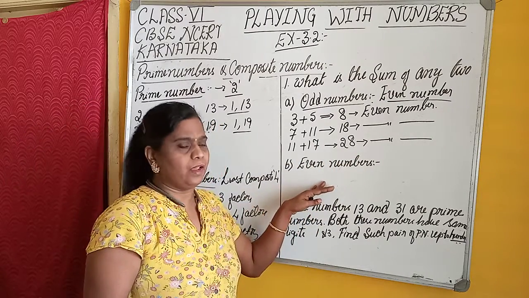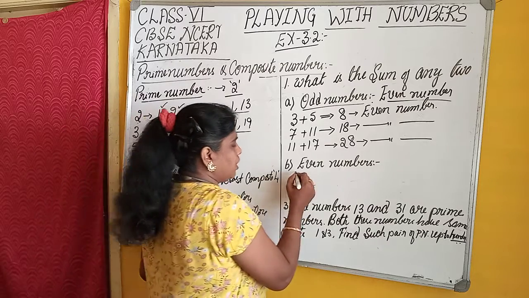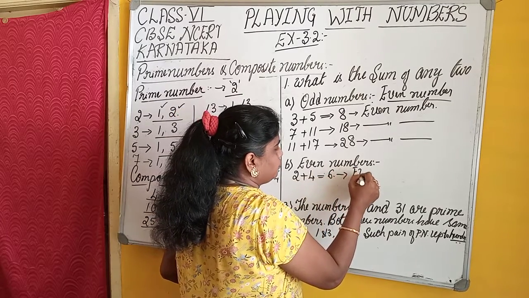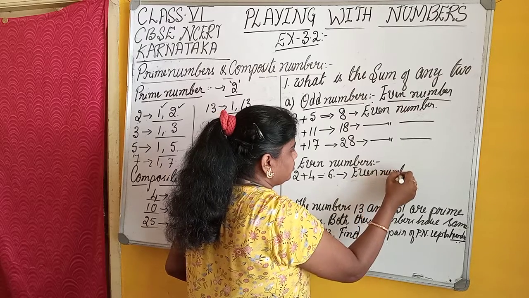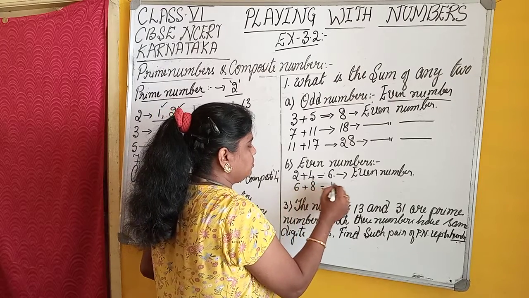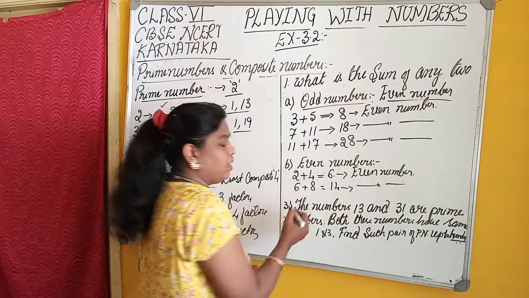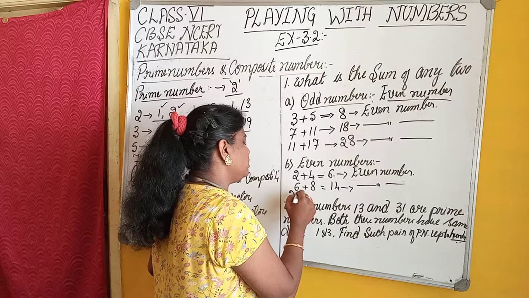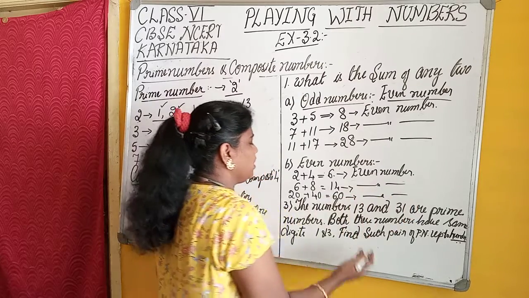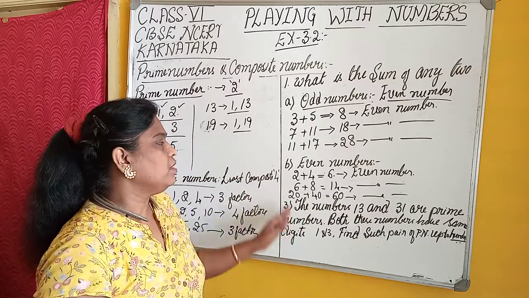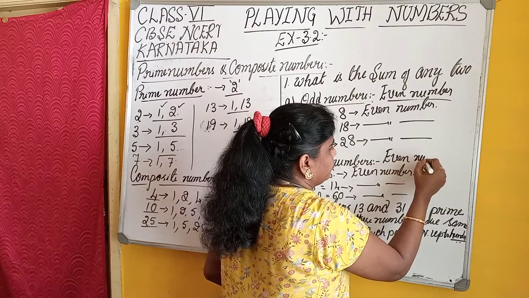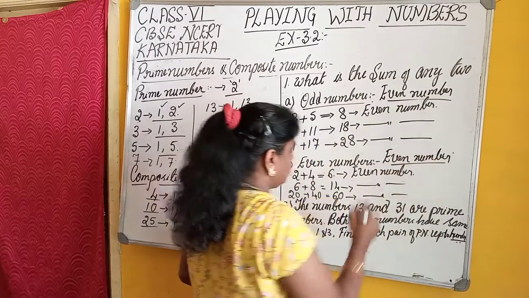What happens when we add any 2 even numbers? Starting from the least: 2 plus 4 equals 6. It's an even number. Next, 6 plus 8 equals 14. It's also an even number. And then go for higher numbers. 20 plus 40 equals 60. It is also an even number. If you check some more even numbers, we will get that when we add any 2 even numbers, we get an even number. Students, are you getting it? Yes.